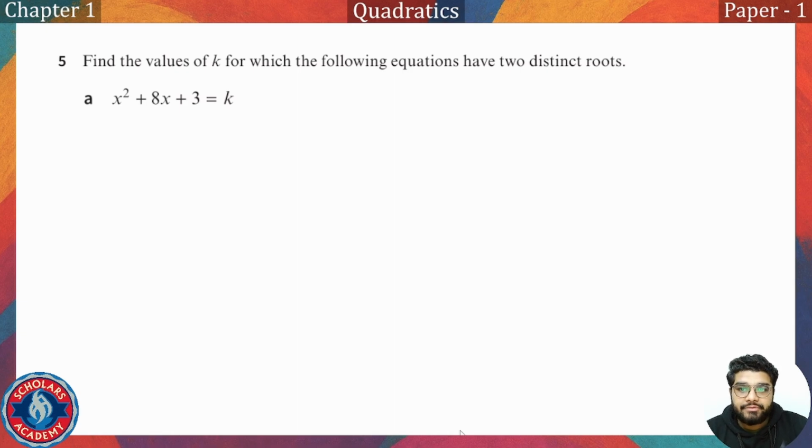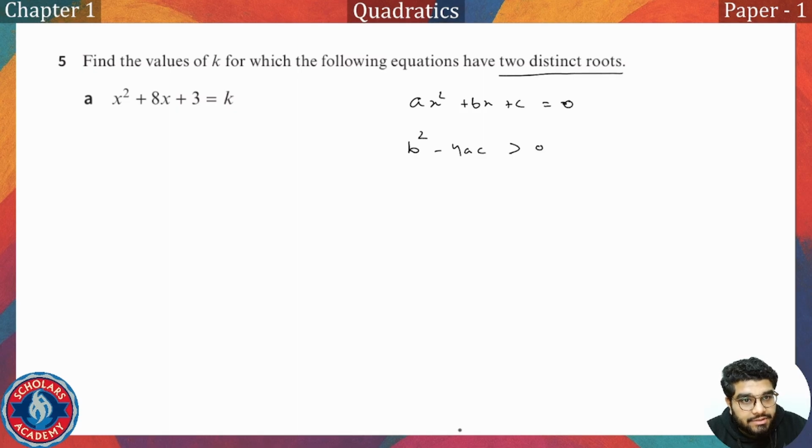So let's start with question number 5. We need to find the value of k for which the following equation has two distinct roots. So first of all, if the equation is ax square plus bx plus c is equal to 0, then for distinct roots, the discriminant should be greater than 0. The discriminant is b square minus 4ac, and its value should be greater than 0. So this is the condition for two distinct roots.